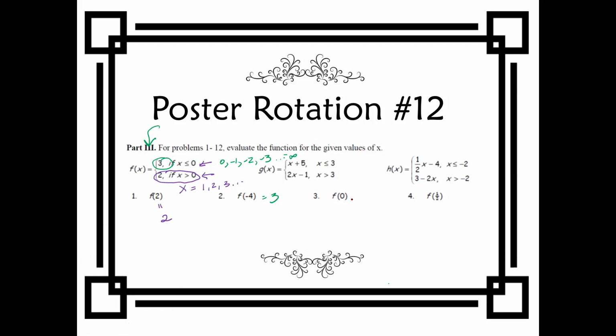F of 0, and again, you're still using the first function. Which one here includes 0? Given the fact that there is an equal sign on the bottom, it will be 3. And the last one, 1/2. So which one here will have 1/2? It will be the bottom part because x is greater than 0. So if it's greater than 0, it also includes 1/4 and 1/2, 1/3, etc. So your answer here will be 2.